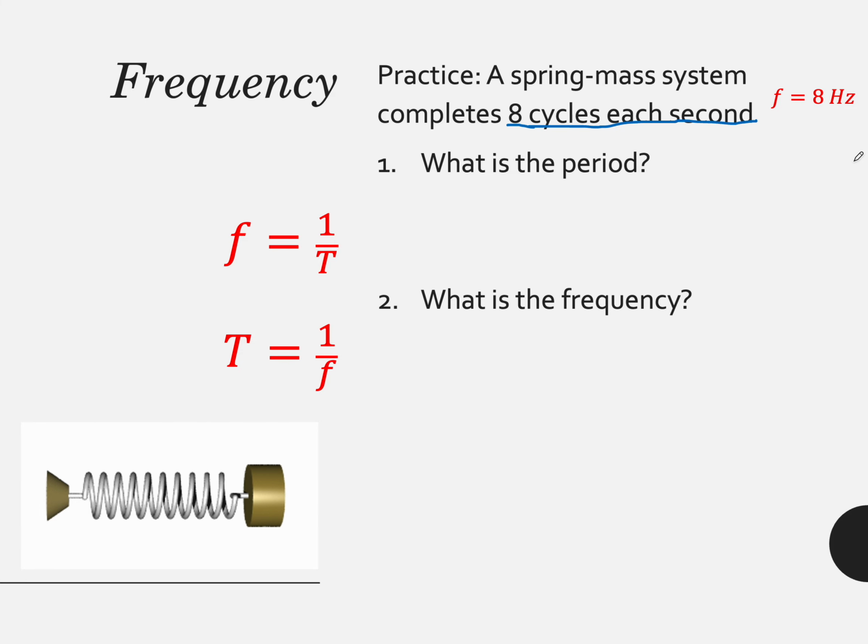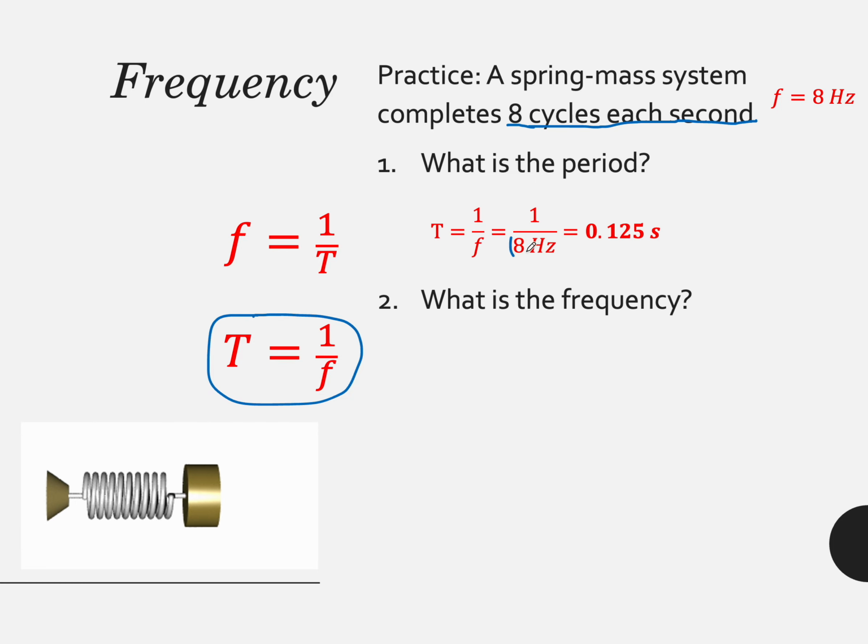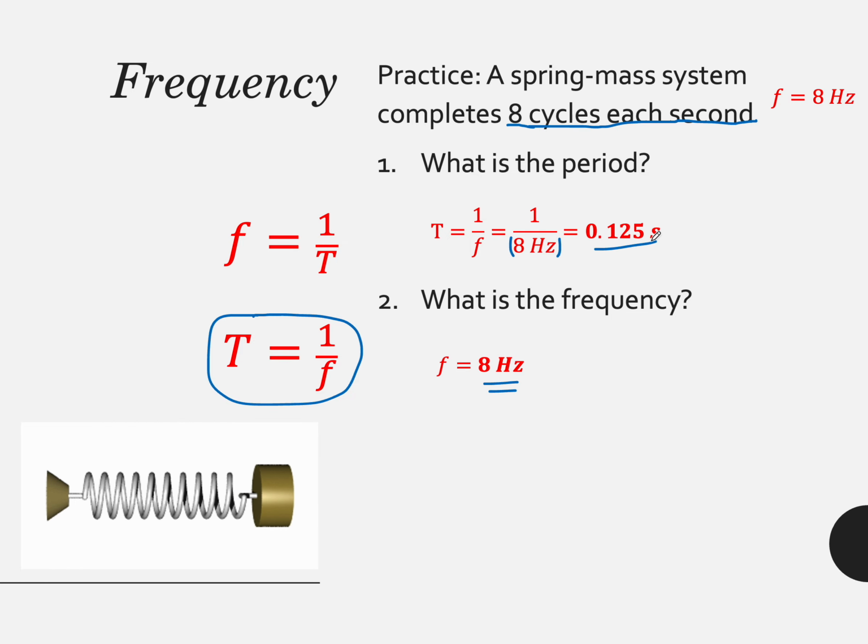How do we calculate the period? Well, remember, period is the reciprocal of the frequency, so I can use this. The frequency is 8 hertz, and if we solve it, it ends up being 1/8 of a second, or 0.125 seconds. That's the amount of time required to complete one complete back and forth. What's the frequency? Well, we actually already knew that from up here. It is just 8 hertz. So frequency is measured in hertz, period is measured in seconds, and these two quantities are reciprocals of each other.